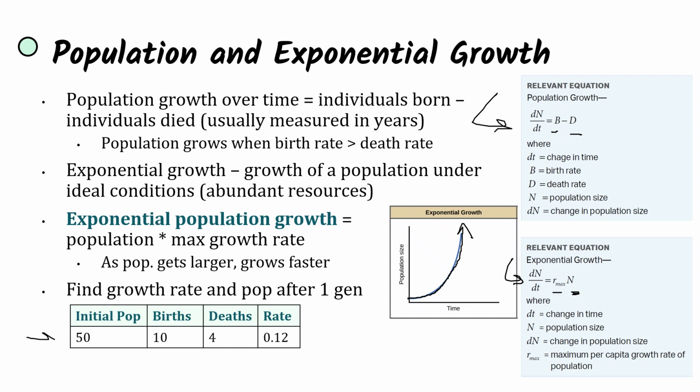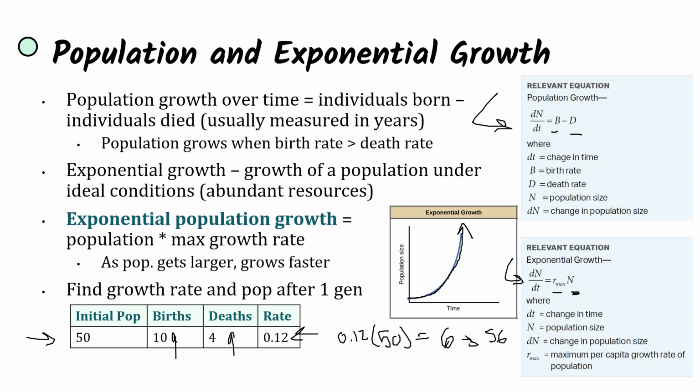So if our initial population is 50 individuals, we have 10 births, 4 deaths, and our rate is going to be 0.12, then we can find our population after 1 generation. We can see our growth. So using our exponential growth equation, we know that our max is going to be 0.12, because that's our growth rate, and our population is 50 individuals. And multiplying that out gets you 6 individuals. And so we can see that after 1 generation, there will be a 6 individual change in the population size. So there will be 6 individuals added to the population, so we're going to have a population of 56.